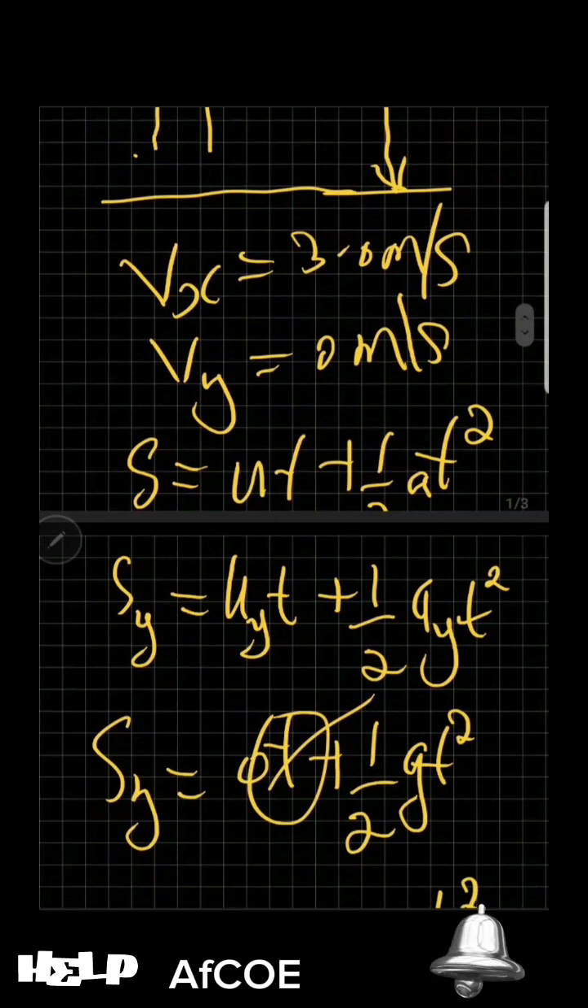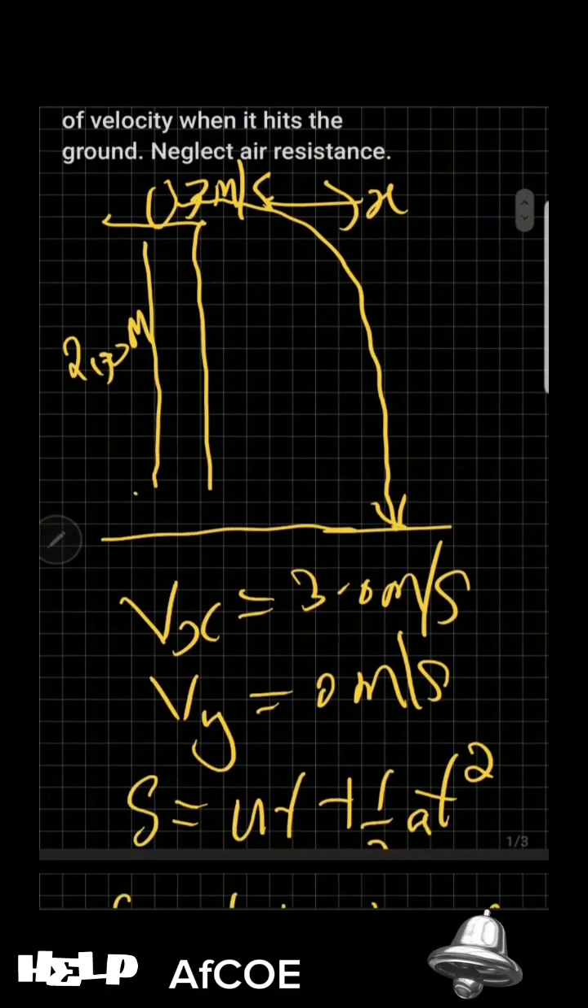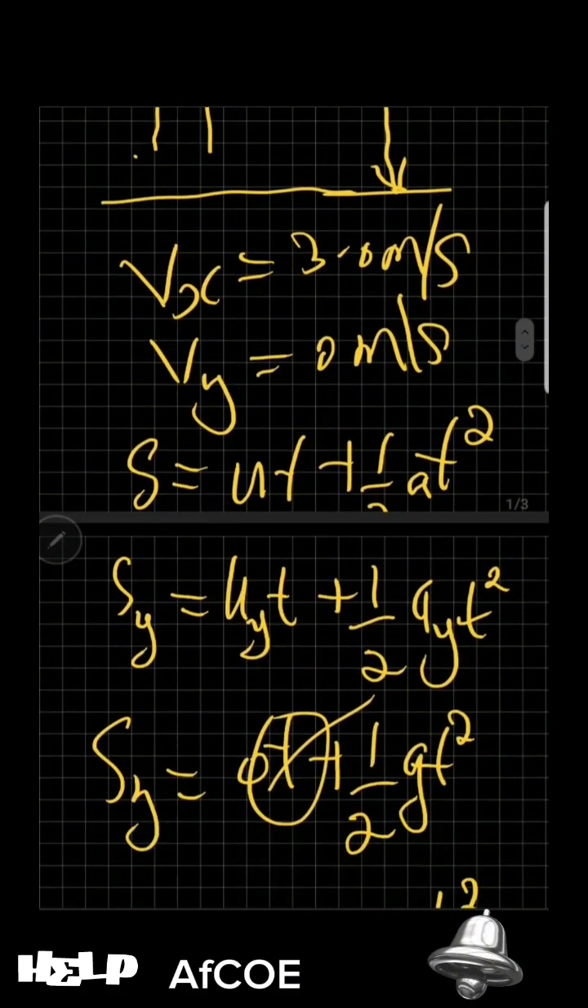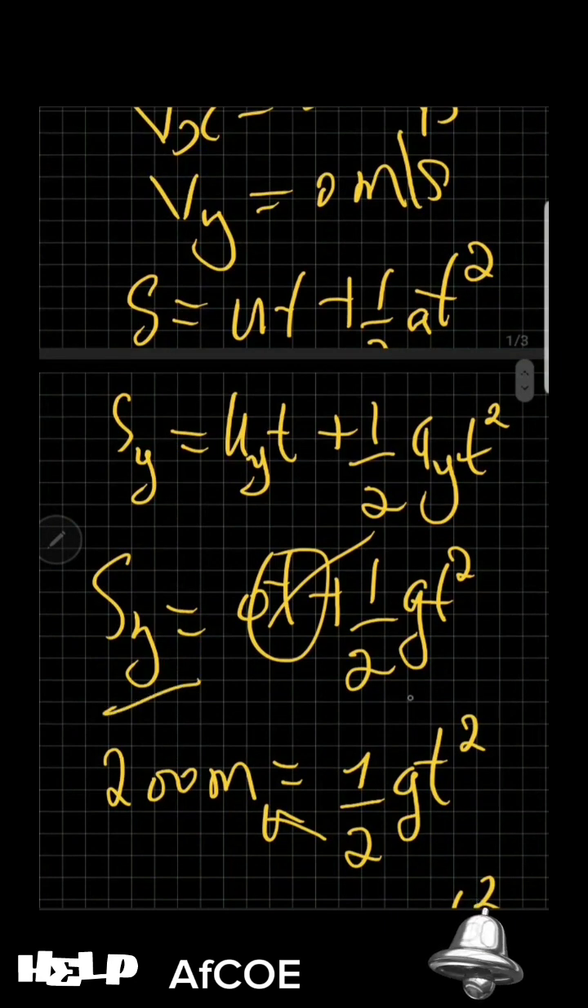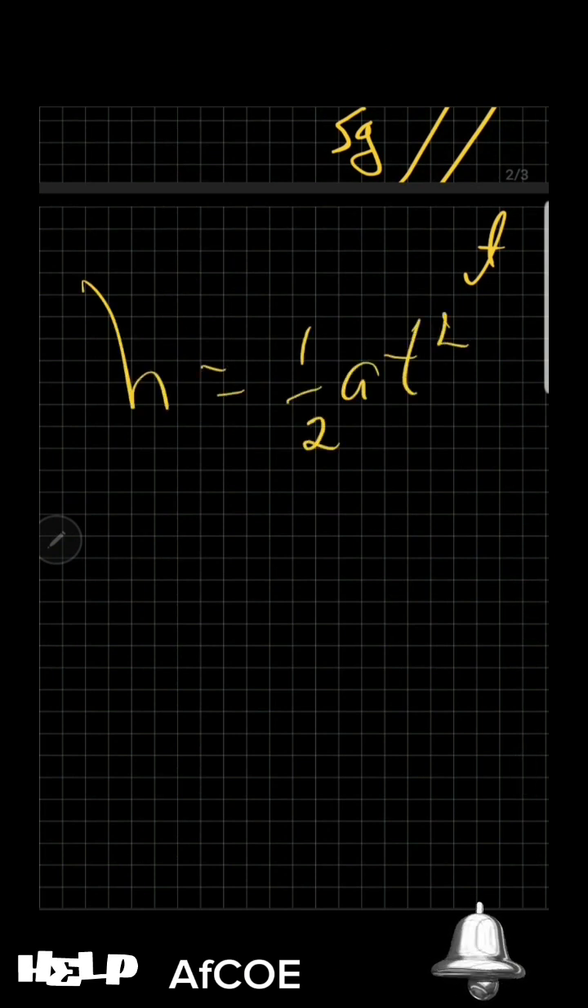What have I used here? I've used the equation of motion that sy equals uy t plus half ay t squared, and we have said that the ball has been projected horizontally, so the initial speed in the y direction is 0. So in that case, only sy is left, equals half g t squared. Some books I see that h is equal to half g t squared. That h is the height of the cliff.